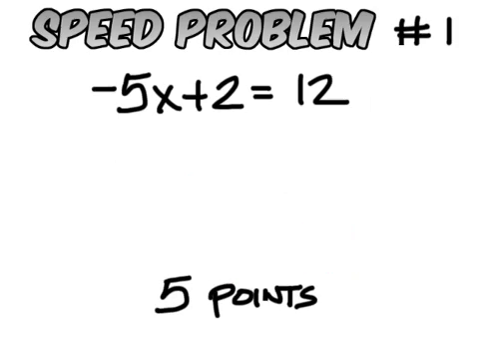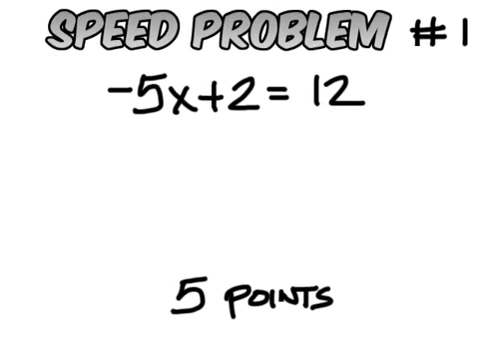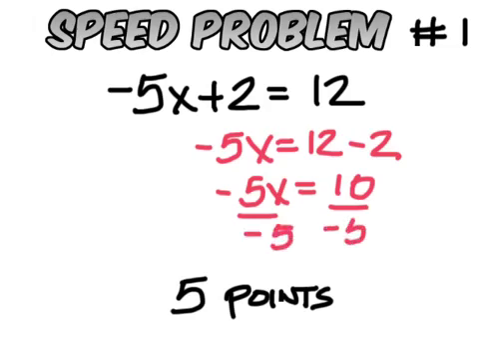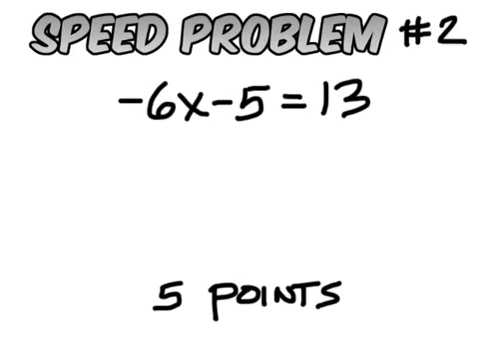This one goes to the first 4. Your solution is -5x equals 12 minus 2. So that's going to give you a 10 on the right side. You have to divide both sides by -5. So x will be -2. This one is to the first 4 again. Answer on this one is -3.